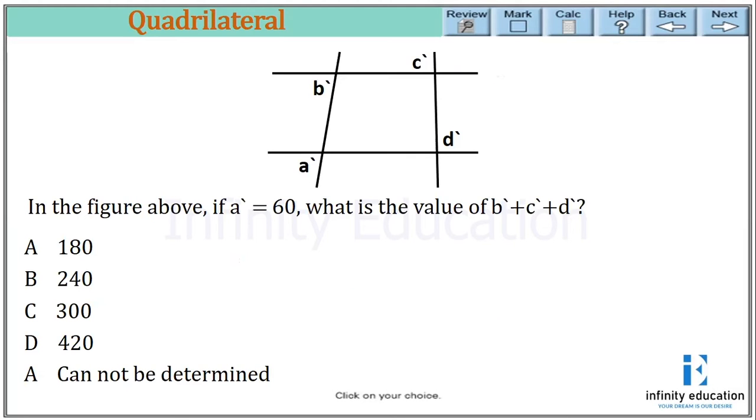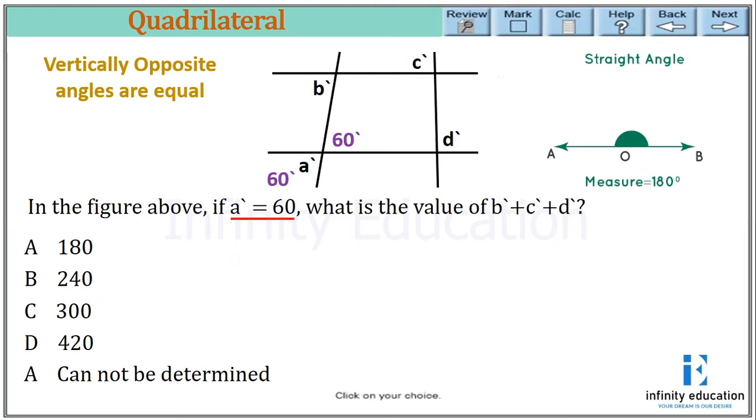In the figure above, angle A is 60 degrees. What is the value of B plus C plus D? It is given A as 60, and we know vertically opposite angles are equal, so I can mark this one as 60 degrees as well. We also know a straight angle makes 180 degrees. So if I consider this as 100, D must be 80 degrees, because the straight line makes 180 degrees. So this one is 100, and D has to be 80.